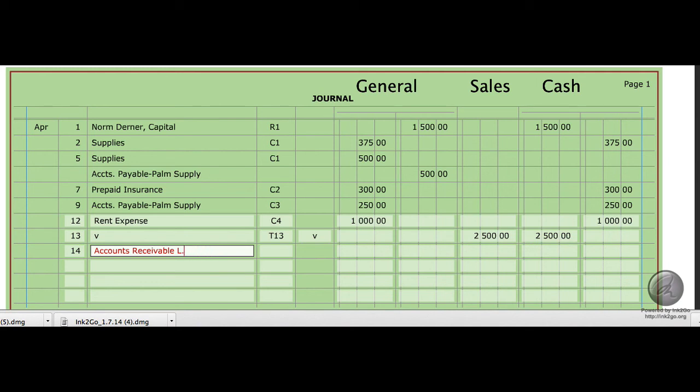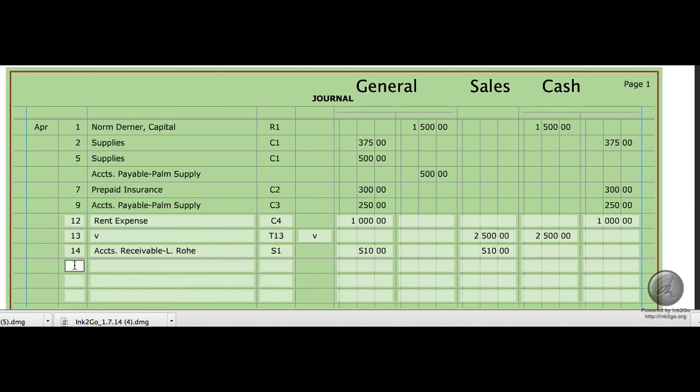And you can't actually type in the whole word accounts. It has to be ACTCCT, like that. Sorry about that. Accounts receivable, Al Rohi. And we are general debit, $510, and sales credit of $510. Last step for this transaction is our source document is S1.